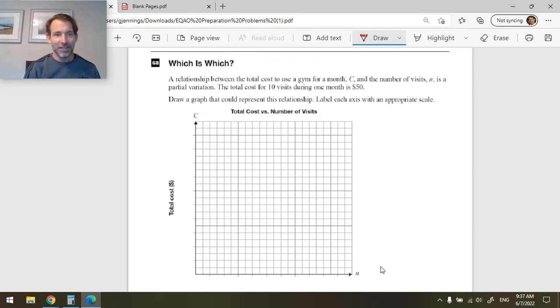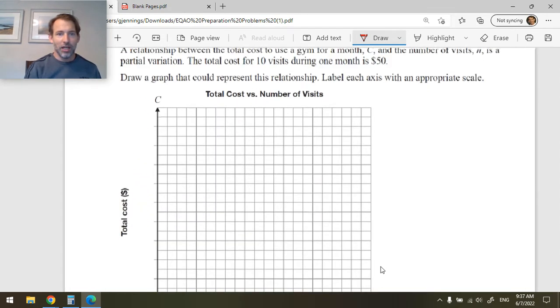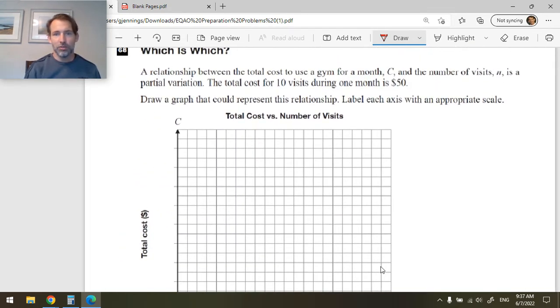Okay, let's keep going. Which is which? The relationship between the total cost to use a gym for a month C and the number of visits N is a partial variation. The total cost for 10 visits during 1 month is $50. Okay, draw a graph that could represent this relationship. Label each axis with an appropriate scale.